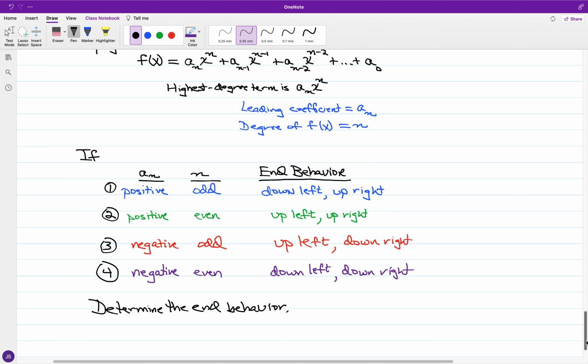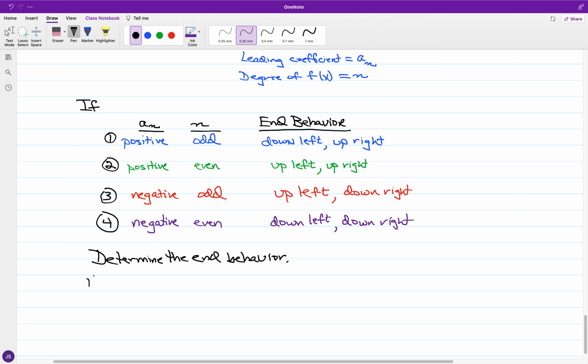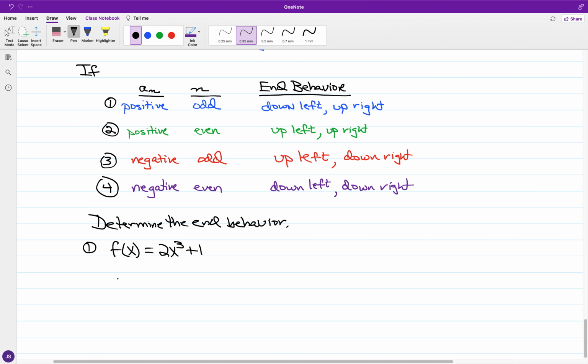Okay, so if I were to determine the end behavior, and we'll just say that we have the function f of x is equal to 2x cubed plus 1. For 2x cubed plus 1, I have only 2 terms. The highest degree term is going to be 2x cubed.